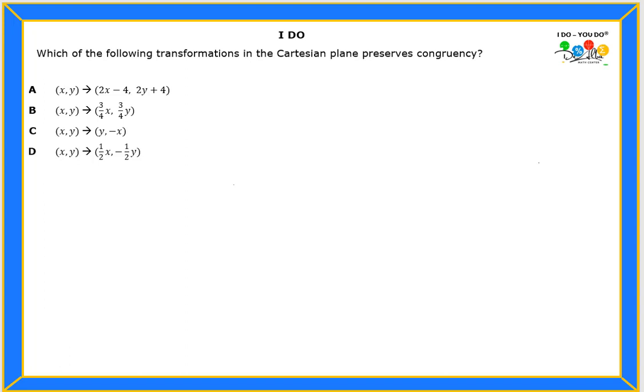And it says, which of the following transformations in the Cartesian plane preserves congruency? So let's go ahead and highlight that, right? And let's see if we remember what preserve means. Preserve means that it will keep it, right? That it will not change it, okay? So we're looking at the answer choices and they're asking us which one of those will keep congruency. Means that if I have a shape and it goes under this kind of transformation, it will still be congruent. Is that right? Okay, so let's look at the answer choices.